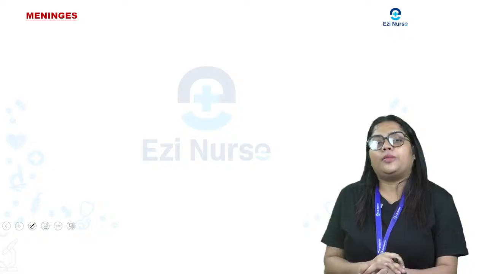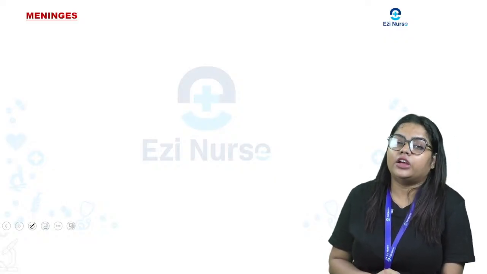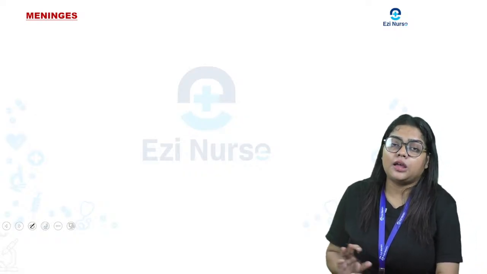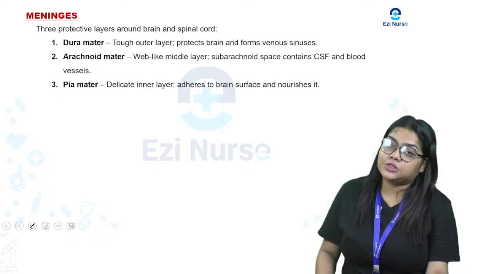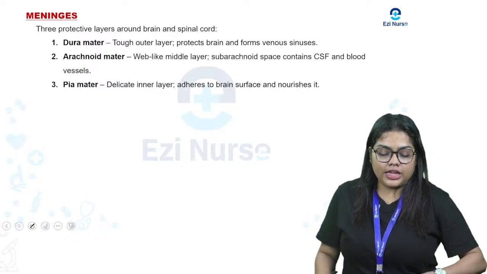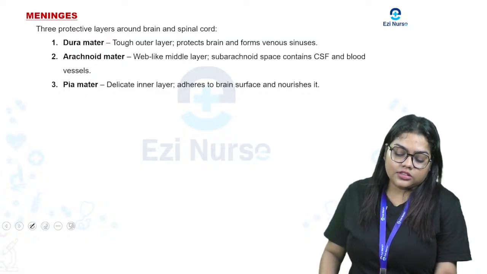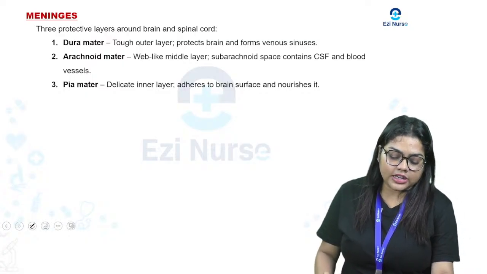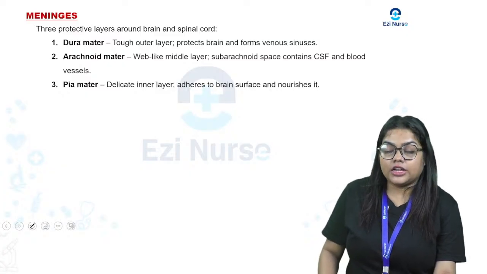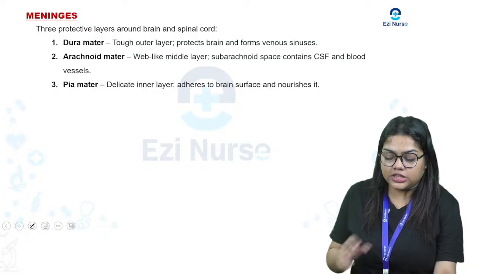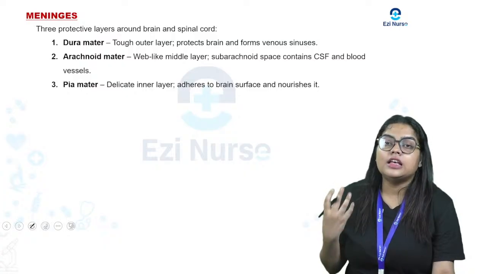Now we will talk about the covering. So we know most of the organs are covered by a layer. So the brain is covered by the meningeal layer. It is the protective layer around the brain and spinal cord. In between, in the meningeal layer, we have three parts: dura mater, arachnoid mater, and pia mater. Okay, so what is dura mater? Dura mater is the tough outer layer which protects the brain from the venous sinuses.